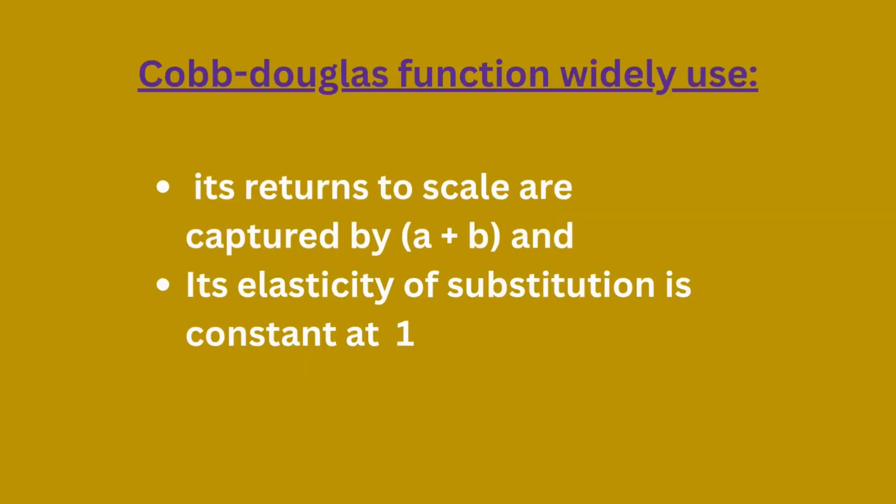So we can see why the Cobb-Douglas function is widely used. We can say that the Cobb-Douglas production function is used for its returns to scale captured by a plus b, and its elasticity of substitution that is constant at 1, meaning that labor and capital are imperfect but flexible substitutes, and it is simple, flexible and powerful for modeling in economics.